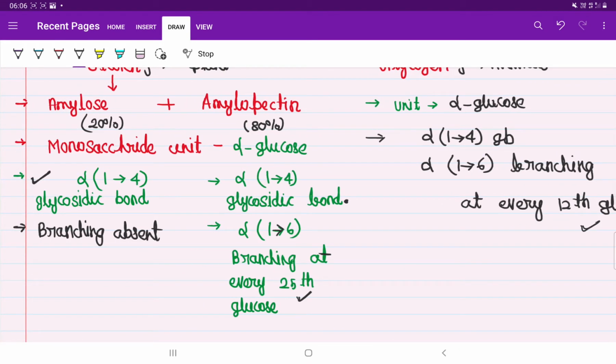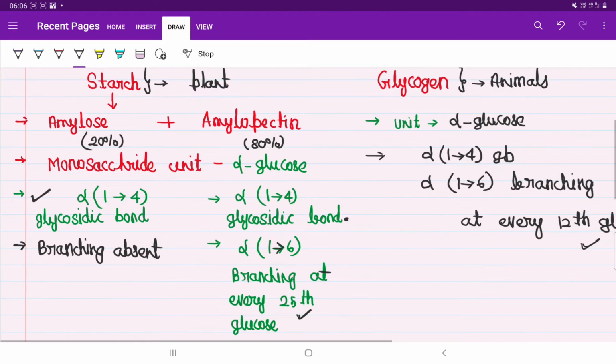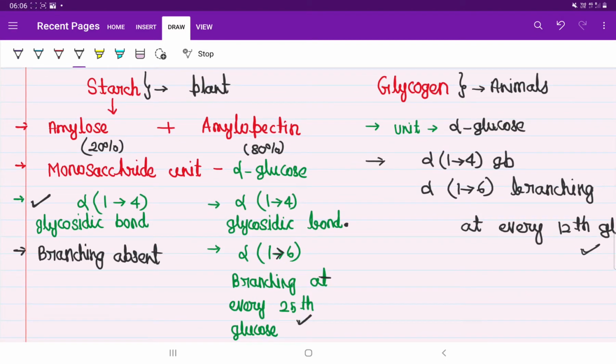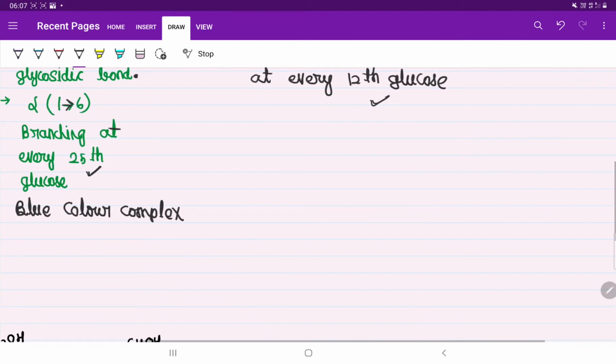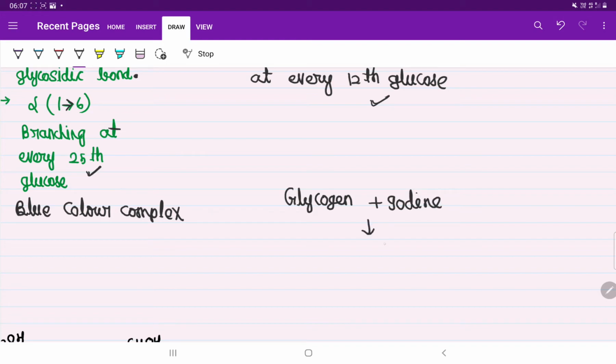Now, starch: when starch mixes with iodine, we get a blue color complex. But when you mix glycogen with iodine, then we get a red color complex. Glycogen plus iodine, red color complex we get.